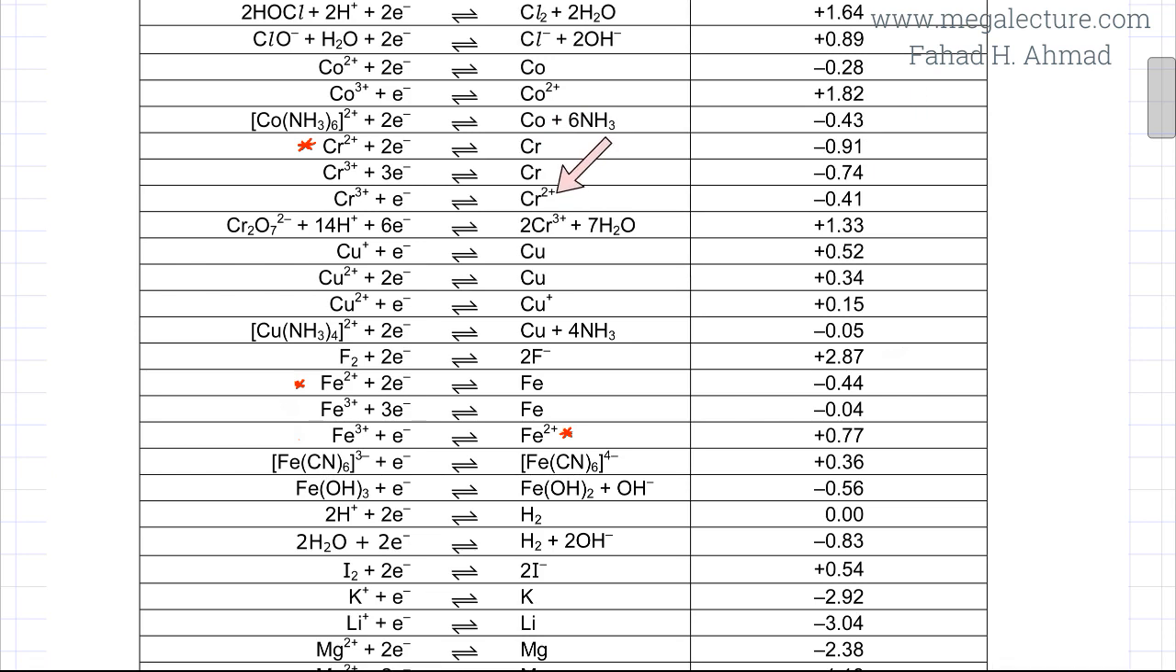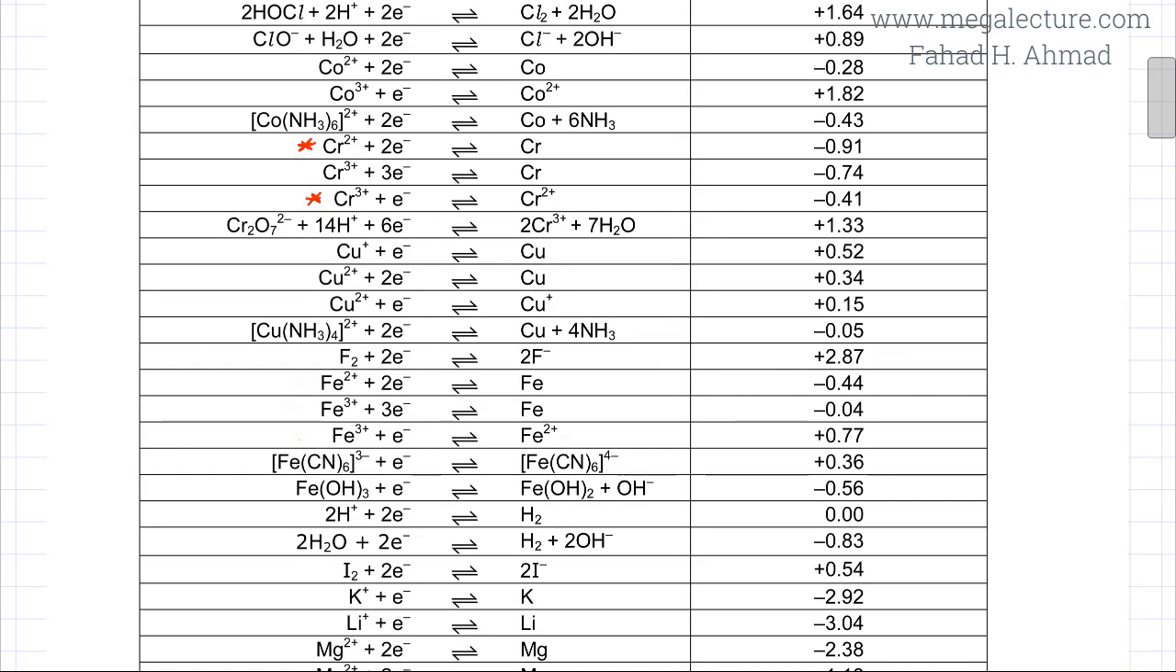There's another electrode containing Cr2+, but this time it's getting oxidized, losing electrons to form Cr3+ and vice versa. So there's an equilibrium established between Cr3+ and Cr2+ ions, and the potential given is -0.41 volts. So I'm going to mark that one as well.